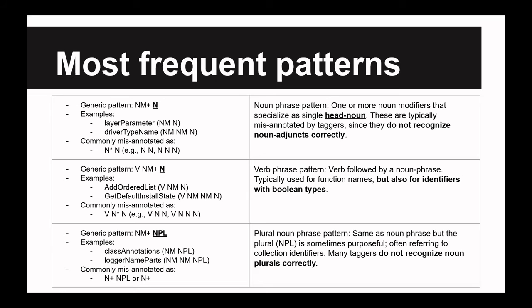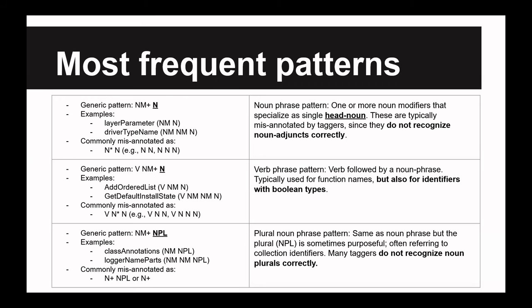The next pattern is the verb phrase pattern. Verb phrases are defined as a verb followed by a noun phrase. Typically, verb phrases represent function names, but we and other researchers have also found that there is a correlation between identifiers of Boolean type and the use of a verb in the corresponding identifier's grammar pattern. The verbs specify the actions that these functions will take, whereas the noun phrases describe the object that these actions are applied to.